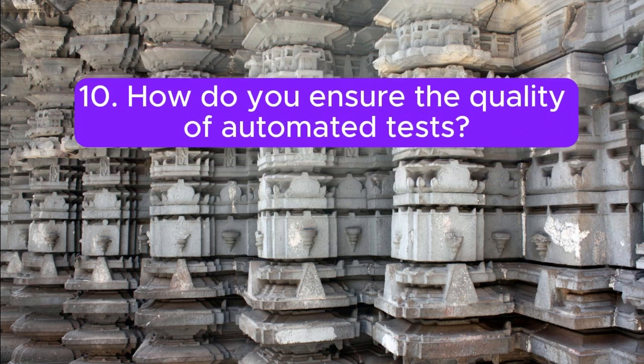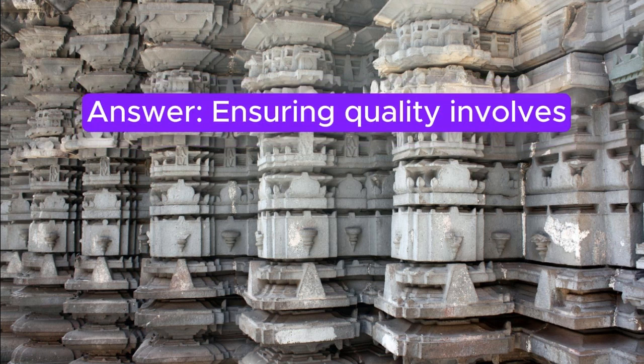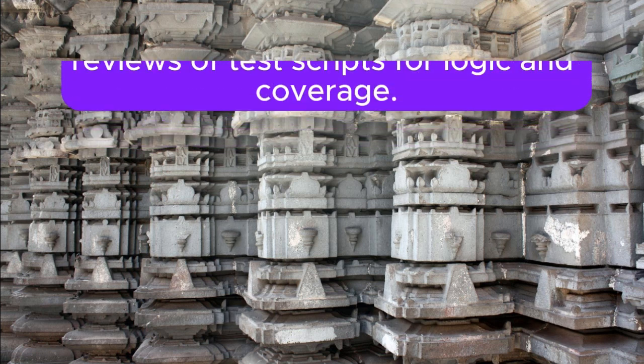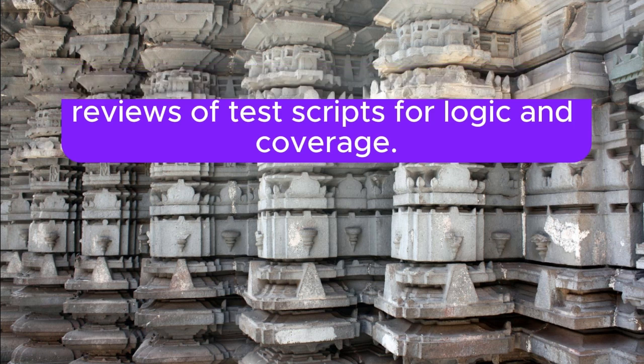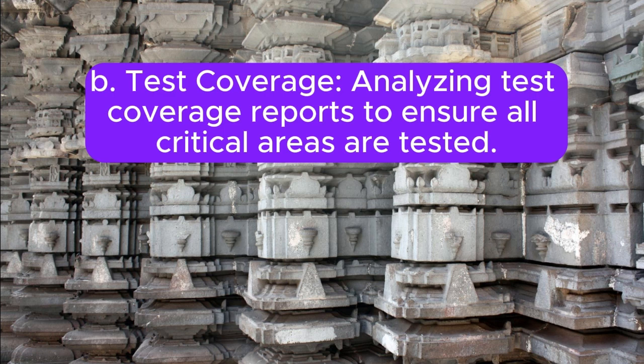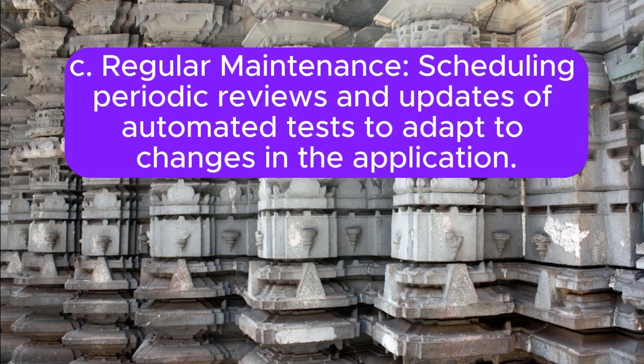10. How do you ensure the quality of automated tests? Answer: Ensuring quality involves: A. Review process, conducting peer reviews of test scripts for logic and coverage. B. Test coverage, analyzing test coverage reports to ensure all critical areas are tested. C. Regular maintenance, scheduling periodic reviews and updates of automated tests to adapt to changes in the application.